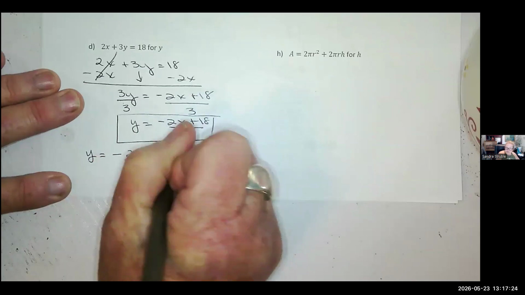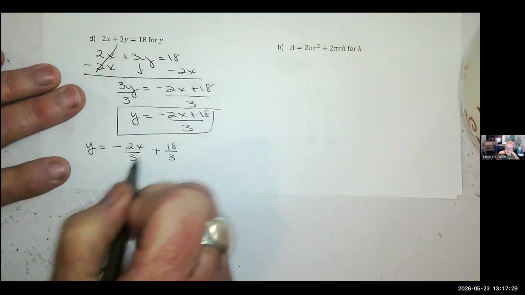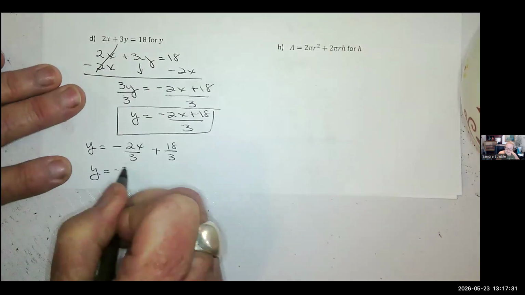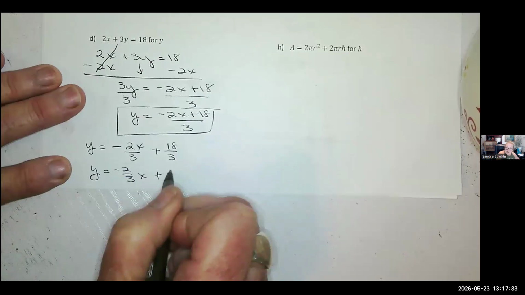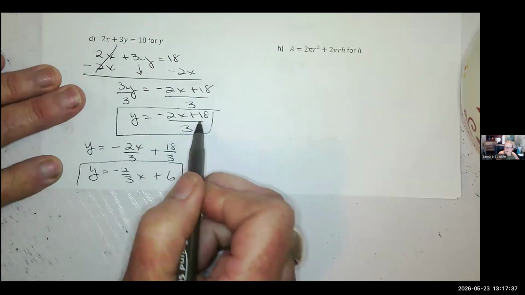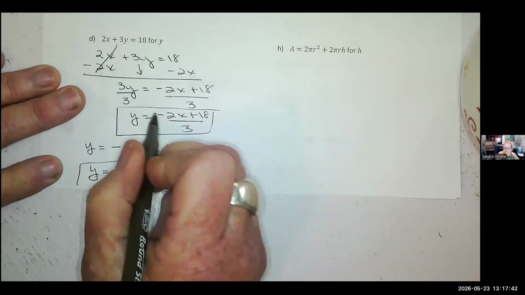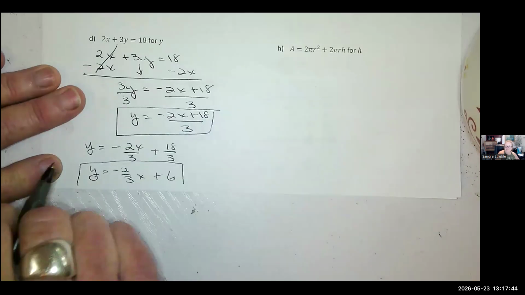Now you can reduce this. This one can't be reduced. So this is y equals negative 2/3 x, but 18 over 3 is 6. Again, I would accept this one, but I would also accept this one. I will not, however, accept negative 2x plus 6. That would be wrong. You can't just reduce this.